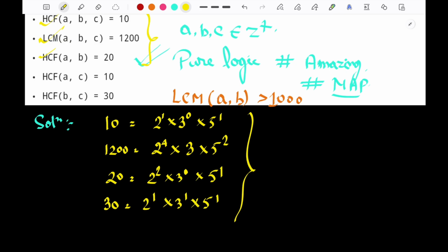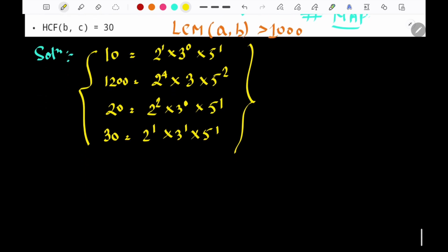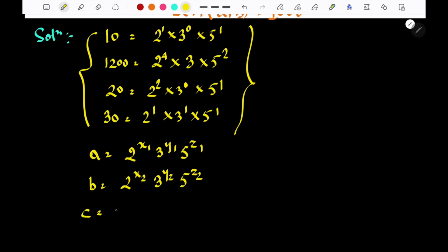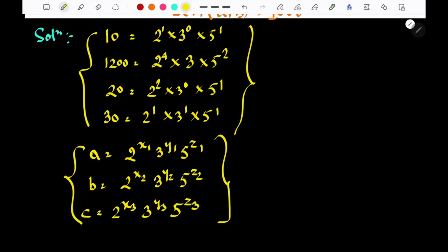So I can also write 10. So 10 is already written, so therefore there is no problem. Now it means there are only powers of 2, 3 and 5. So basically we can say A is equal to 2 to the power x1, 3 to the power y1, 5 to the power z1. B is equal to 2 to the power x2, 3 to the power y2, 5 to the power z2. C is equal to 2 to the power x3, 3 to the power y3, 5 to the power z3. Done. So these are the systems.